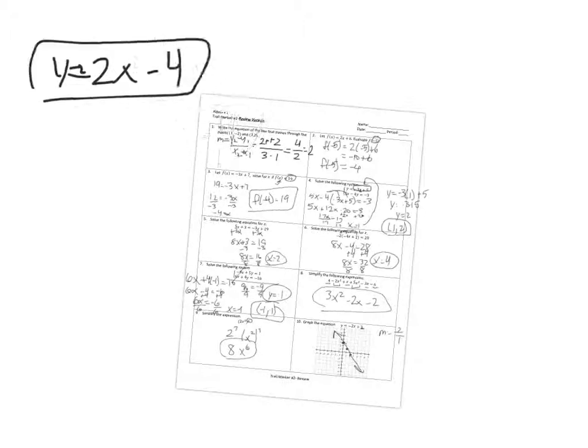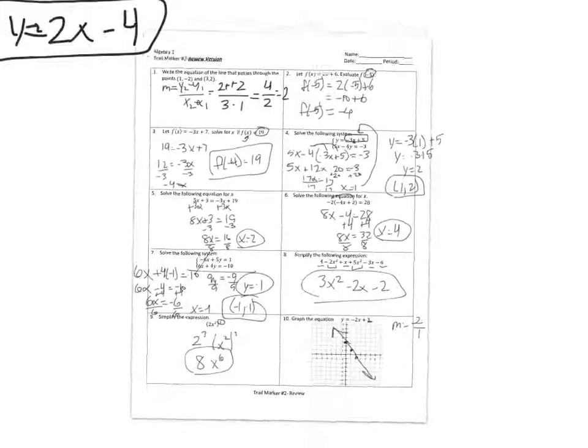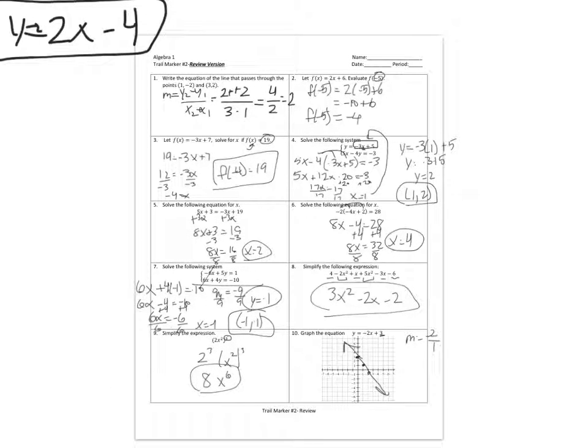I can move that negative 2, x minus 4 out of the way. Here's our trail marker, guys. You can do this. We got two functions, writing equations, solving two equations, simplifying two systems, a graph, and then one exponent property. Good luck, guys.